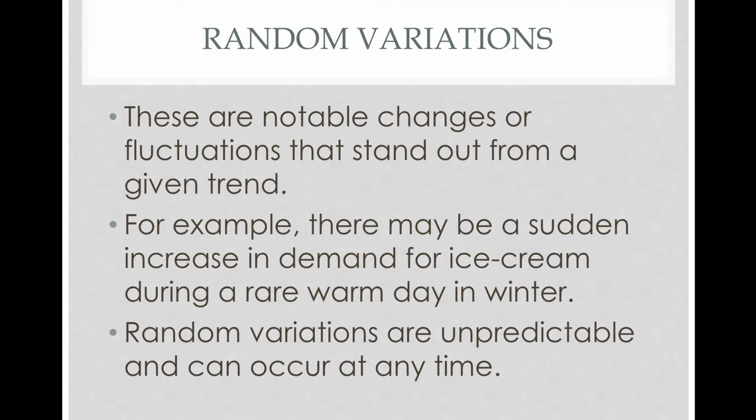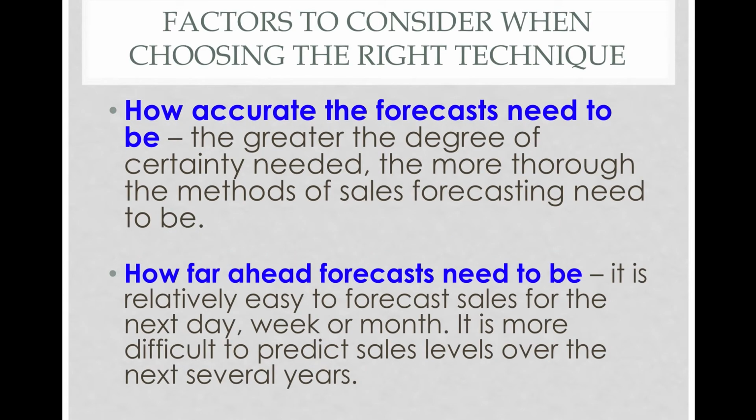Random variations, so this is where there's fluctuations that stand out. There's really no trend, no reason. For example, there could be a sudden increase in demand for ice cream during a really rare warm day in the winter. So that one day, we would have, like, imagine here in Dubai, if it just randomly rains one day, you might all of a sudden get a whole bunch of umbrellas sold, while normally we wouldn't have that level of sales in umbrellas during this time of year. So those are examples of random variations. They're unpredictable and can occur pretty much at any time.